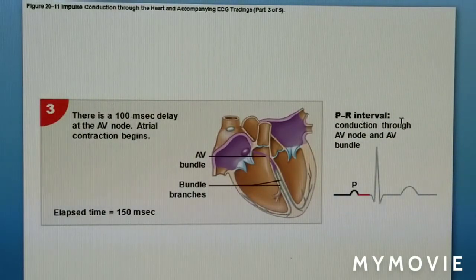The PR interval, conduction through the AV node and the AV bundle. So we've gone from the SA node to the AV node, and now we're going through the bundle, or the bundle of His.